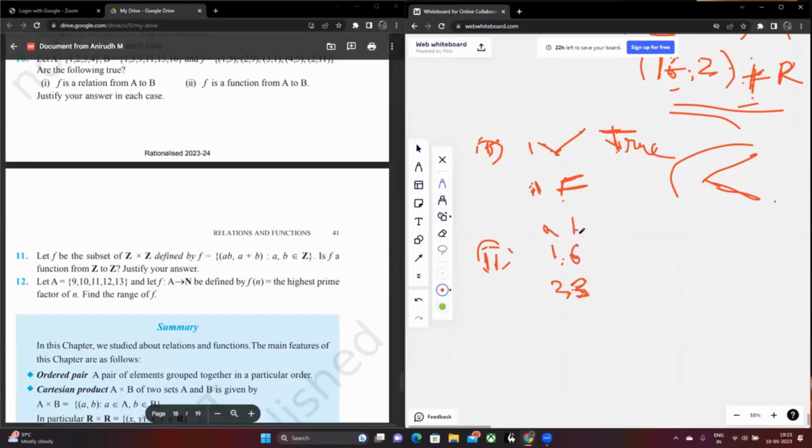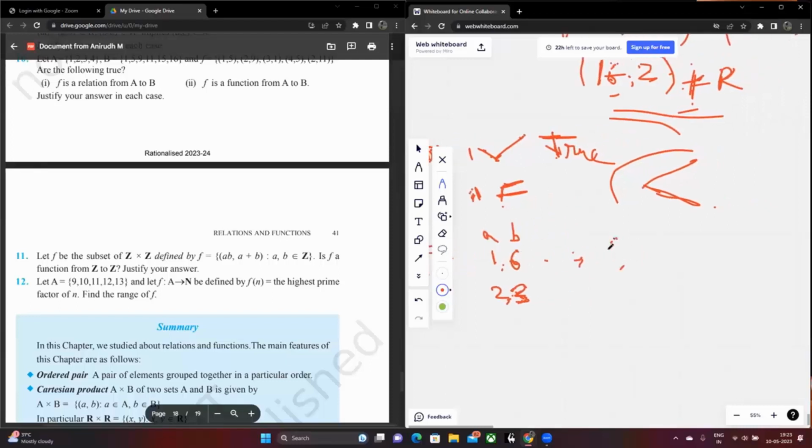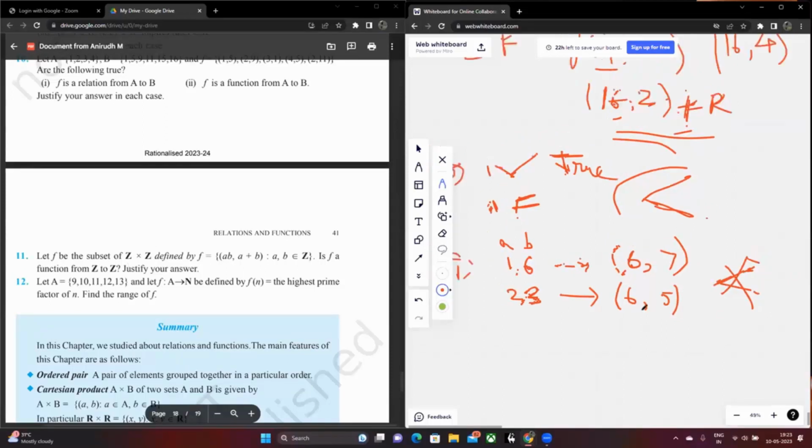Take this as A, this as B, let's say. If this is 1, 6, you get the pair 6, 7, because it's AB, comma, A plus B. But this other one generates the pair 6, 5. You have the same pre-image, but you don't have the same image. You have some kind of a less than relation, which is not possible for a function. So basically, this F is not a function from Z to Z.